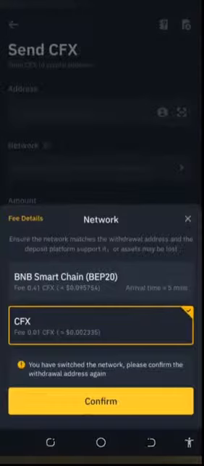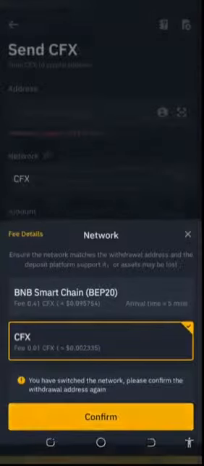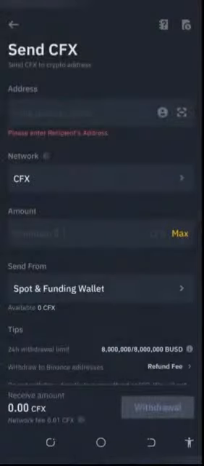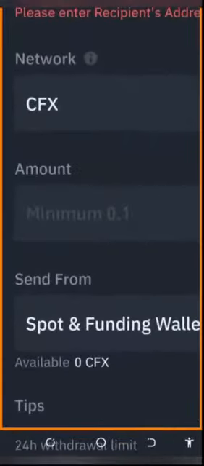Beautiful. That's less than 1 cent to send. Okay, let's go ahead and click on confirm. So what we're going to do here is that we need to be sure that this is going to deliver. Don't forget, if you send money to a wrong address, your money is gone. Okay, so now what is the minimum that we can send? The minimum is 0.1, up to 0.1 CFX.